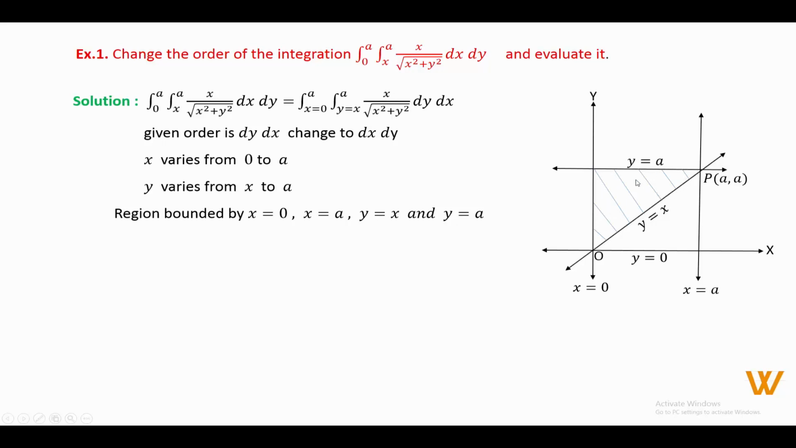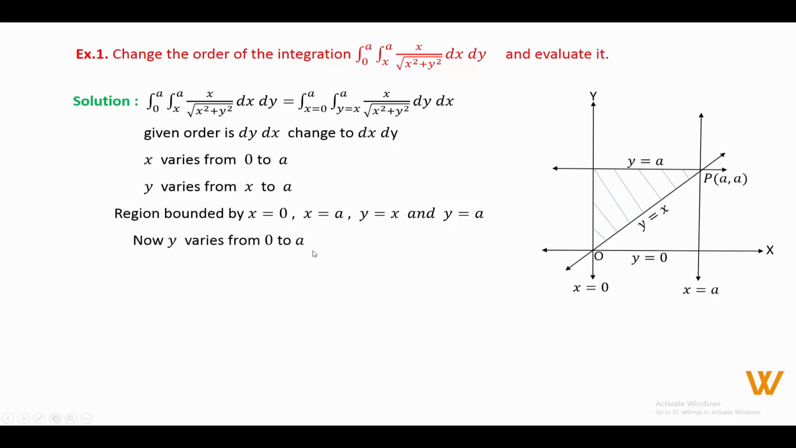Now in this region, find the new limits. Point P is the point of intersection of x equal to a and y equal to a, so the coordinates of point P are (a, a). In the given integration, the first limit is x varies from 0 to a. Now in the new order, the first limit is y varies from 0 to a.